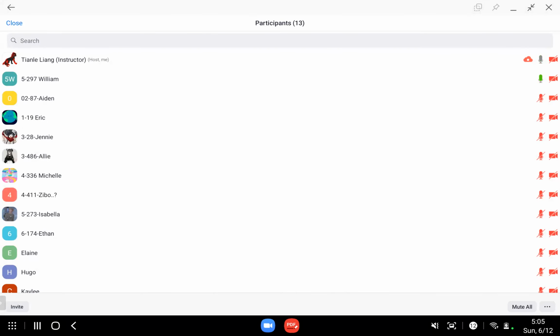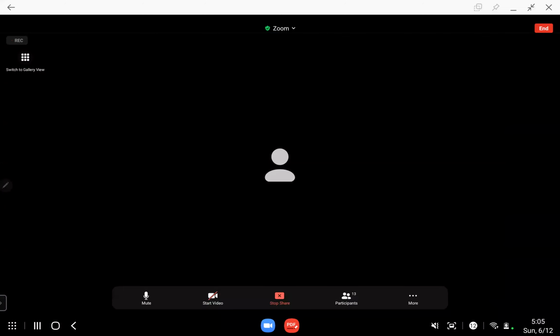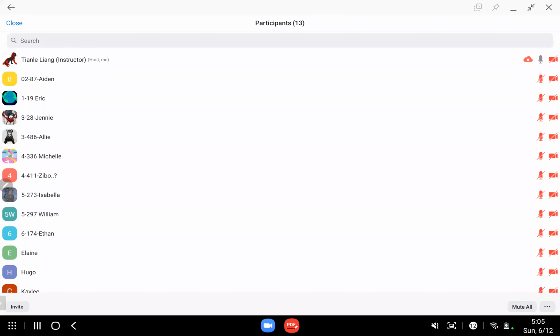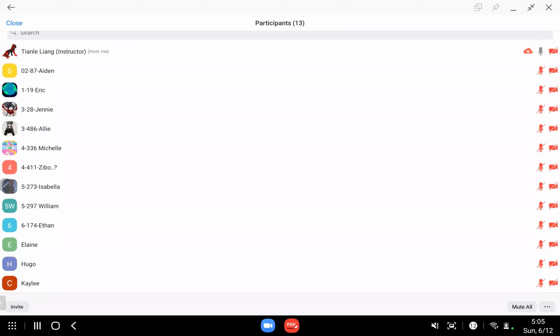Oh, I was going to say that I changed it. The x-intercept is -53 over 5. Oh, all right, so let's look at this. What do we need to do to find the y-intercept and x-intercept? So, who can volunteer to do this one? Any volunteers? Okay, William, how do we do this one?